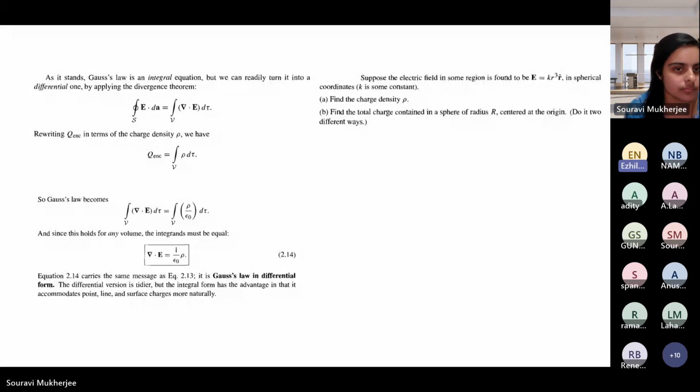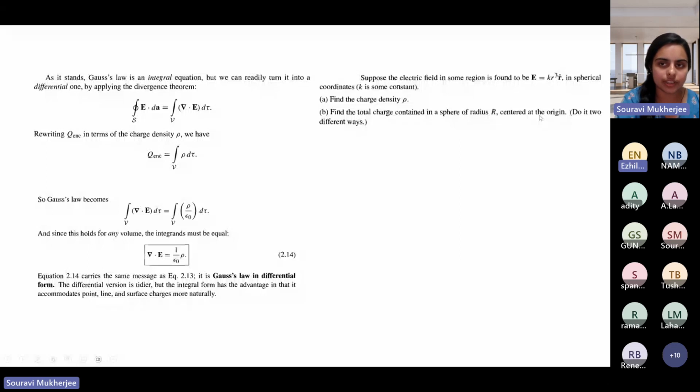Right. What you are talking about, D equal to epsilon E, comes later. That is the electric displacement, which is linked with the free charge present in your system. I'll gradually come to that. But the question here is that you know the electric field, but you want to find the charge density rho. So you have to use this formula: del dot E times epsilon naught is equal to rho.